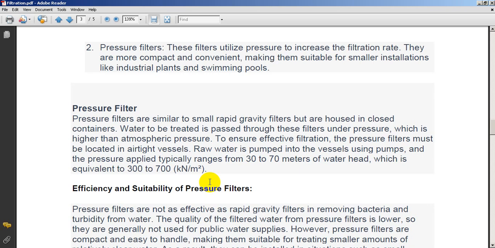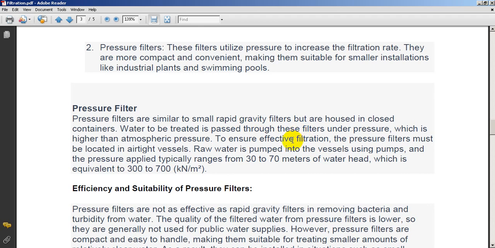Pressure filter. Pressure filters are similar to small rapid gravity filters but are housed in closed containers. Water to be treated is passed through these filters under pressure, which is higher than atmospheric pressure.